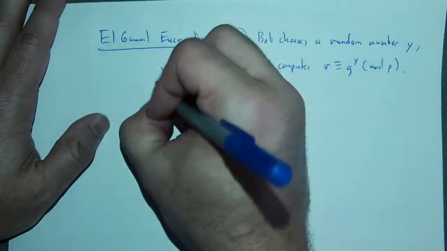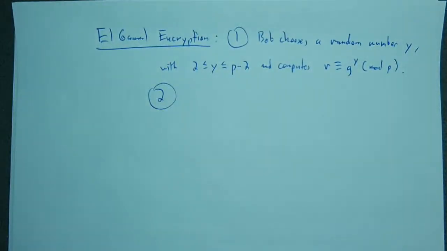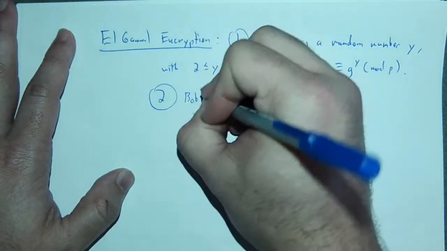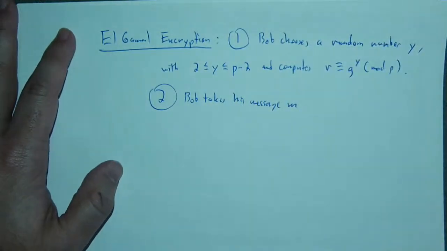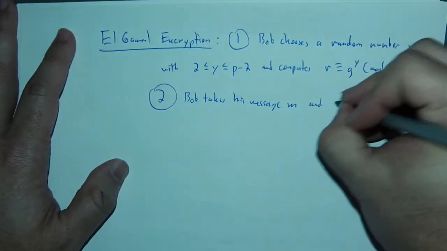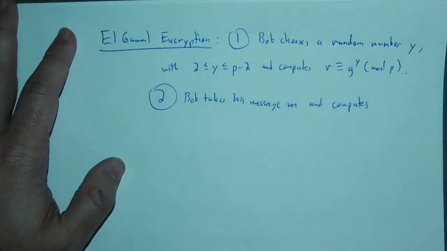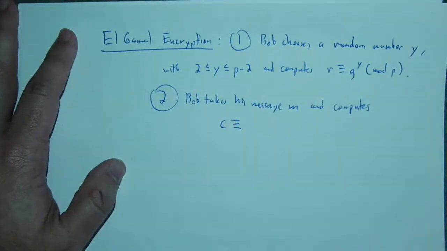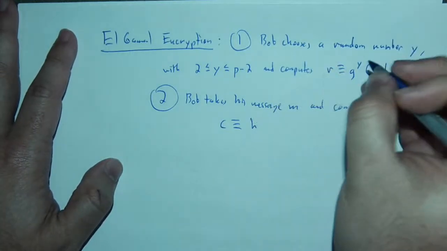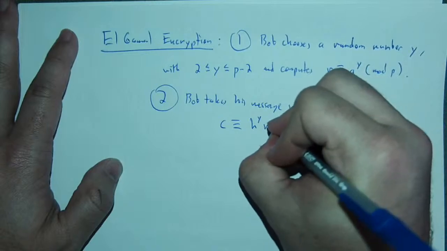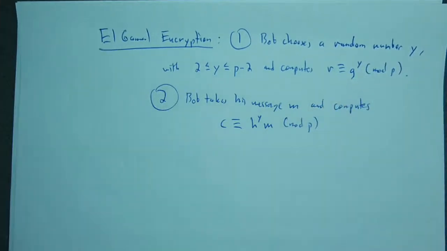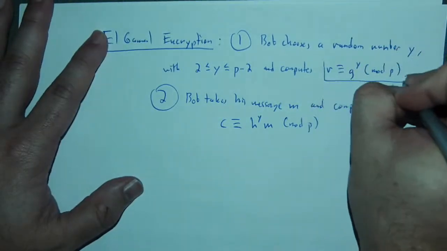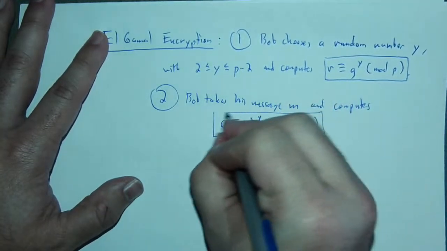Then second, Bob takes whatever his message is, we'll call it M, like we always do, and computes c, which is our ciphertext, which is h to the y times m mod p. And then he sends r and c to Alice. So he computes r in this way, computes c in this way.